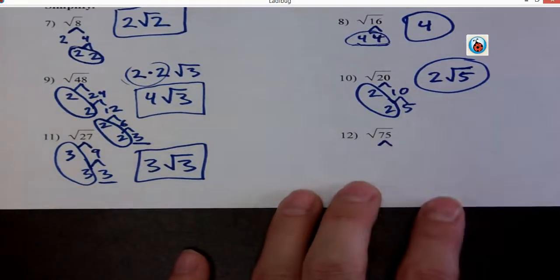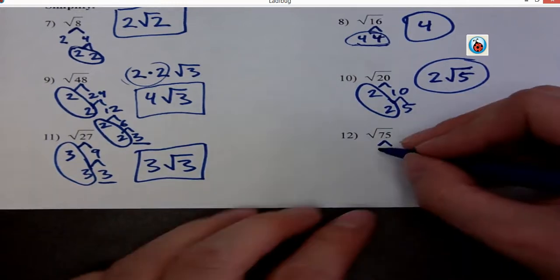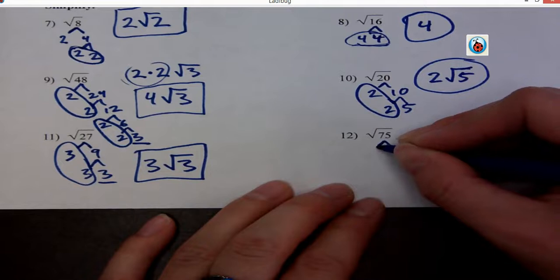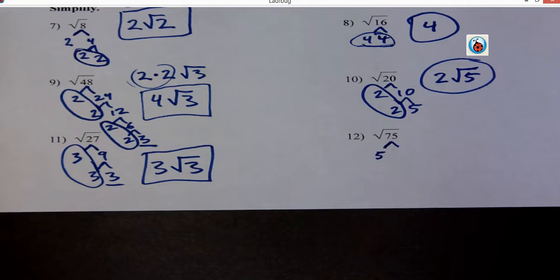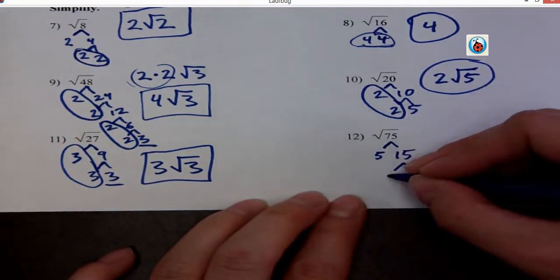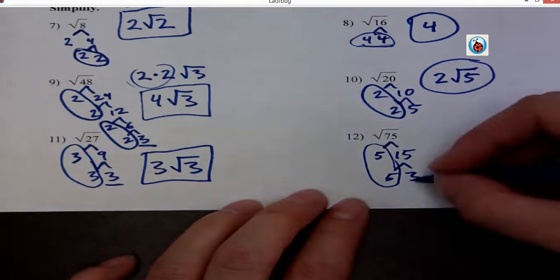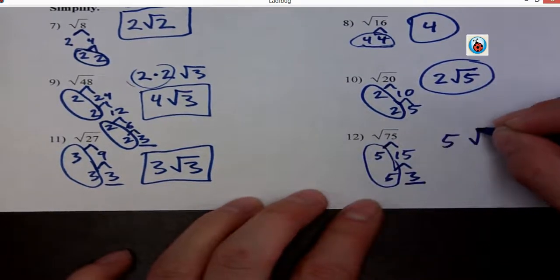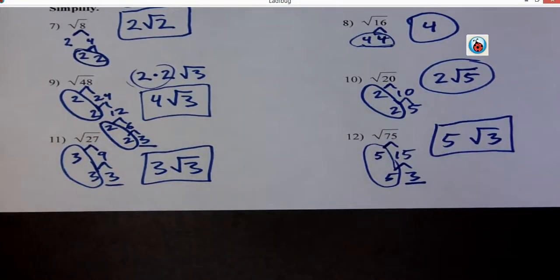75 does not divide by 2. It does divide by 5, so you can start with 5. You could check and see what else it divides by. So if we do 75 divided by 5, it comes out to 15. And then 15 is 5 and 3. We have double 5s, 3 left over. So that is your fact simplifying that you will see a lot of.